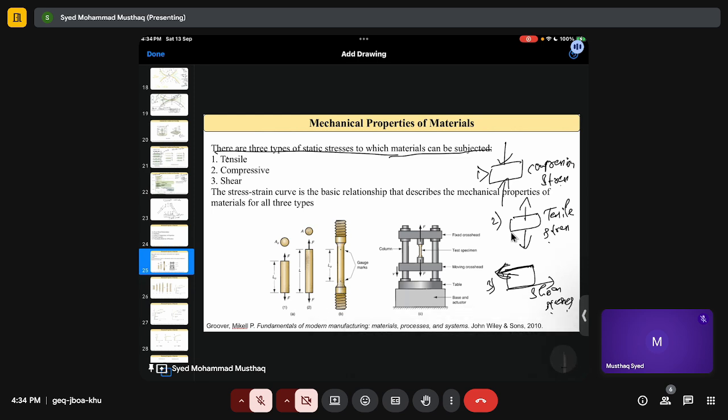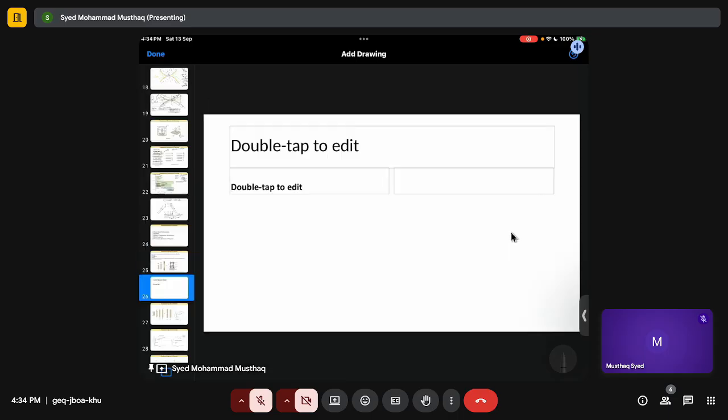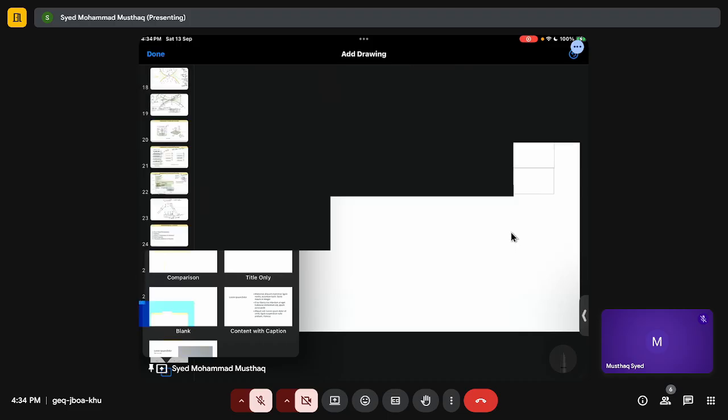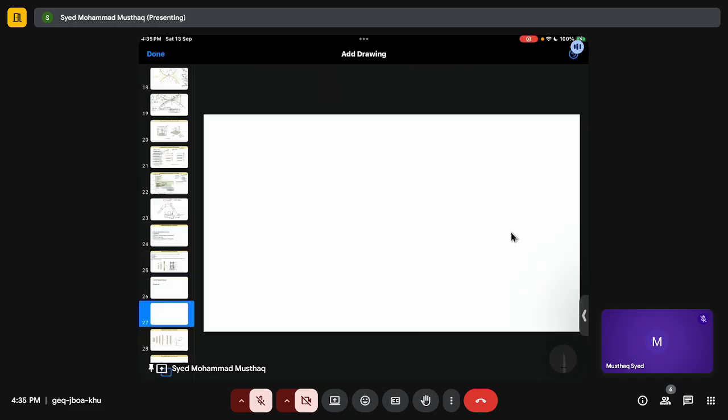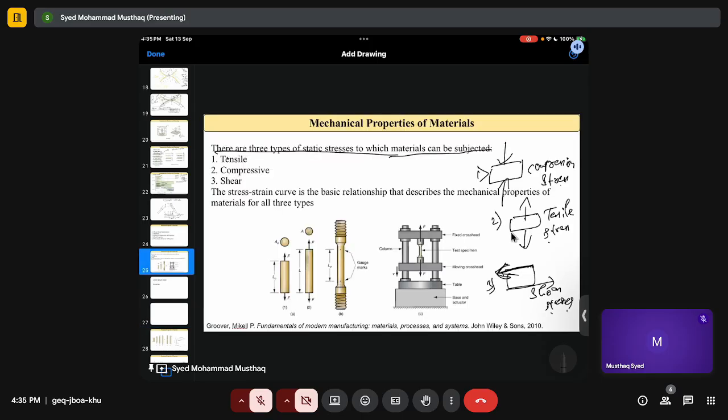And people might say, okay, what about if you apply a stress like this? It's simple. You just resolve it. So one component will be my shear stress, and one more component will be my tensile stress. So everything can be resolved in this, right? So these are the three types of stresses that we can apply on any material.